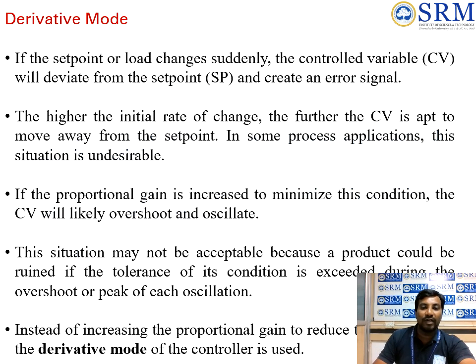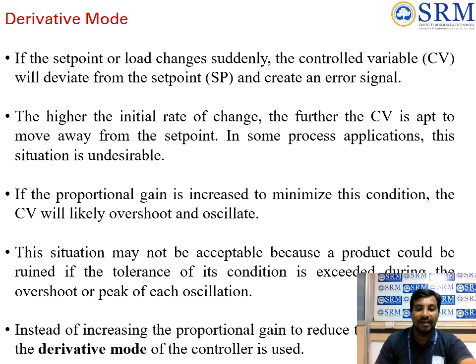So next we are going to look into this derivative mode. Integral mode we have seen. Now we check the derivative mode. If the set point or load changes suddenly, the control variable will deviate from the set point and that will create an error. This one obviously we know, but the higher the initial rate of change, the further the control variable is apt to move away from the set point. In some process applications, this situation is undesirable.